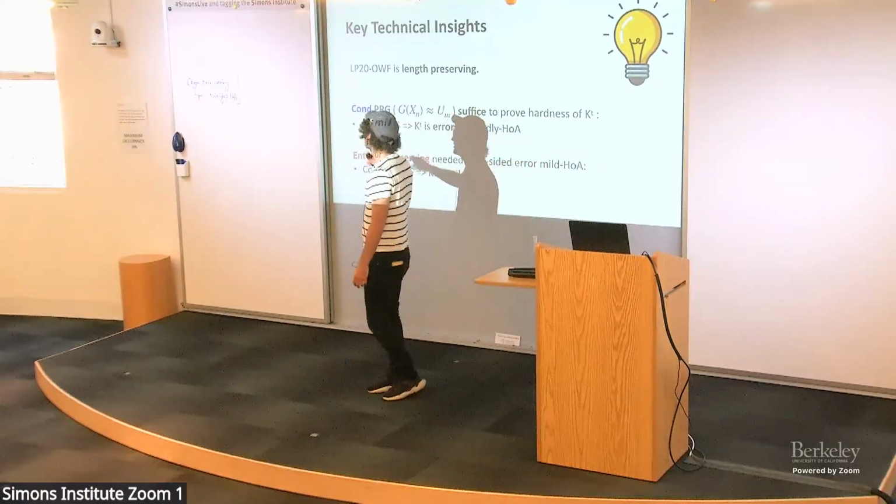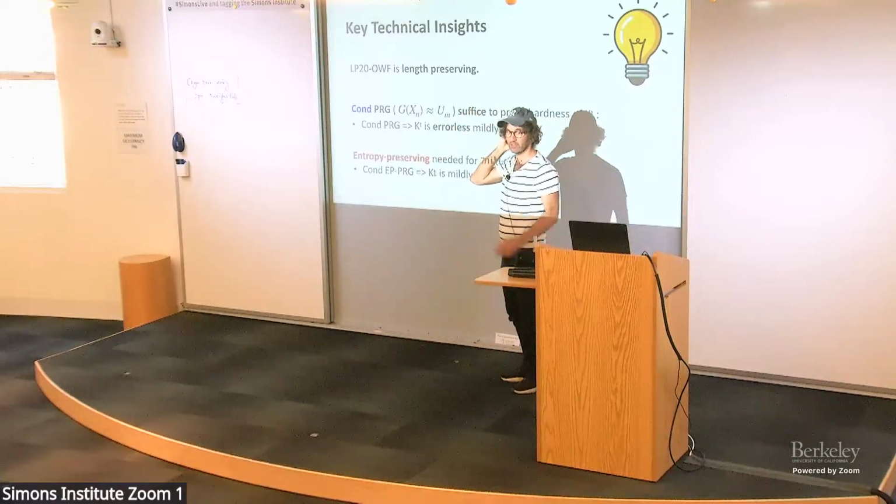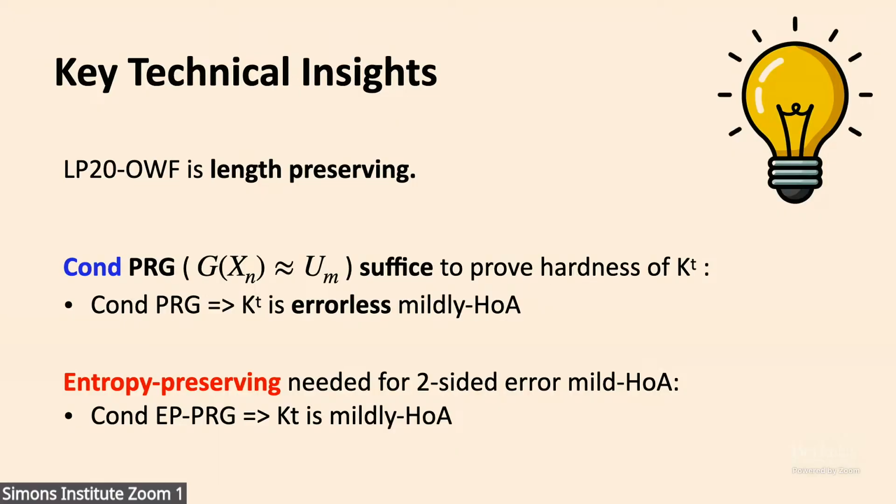I want to highlight a few key technical insights that were made here. The first one was in the first direction. When we constructed a one-way function, we constructed a one-way function that was length preserving. So it embedded a Kolmogorov complexity instance of length n into some one-way function instance of length n plus log n or something. And that was very important in the proof.